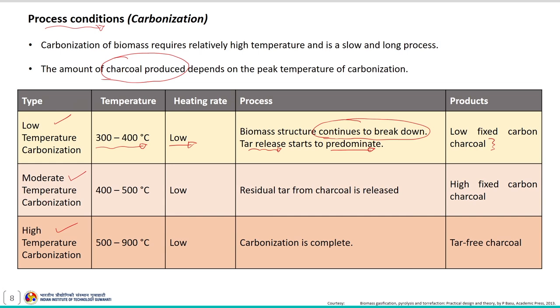While moderate temperature carbonization occurs between the temperatures of 400 to 500 degrees C, and the heating rate is relatively low, as in low temperature carbonization. In this process, the residual tar formed during this step is released from the charcoal, and eventually it produces high fixed carbon containing charcoal. However, if you go for the high temperature carbonization process, the temperature is relatively high. However, the heating rate is still low, and this process gives complete carbonization of the feedstock, and it produces tar-free charcoal as a product.